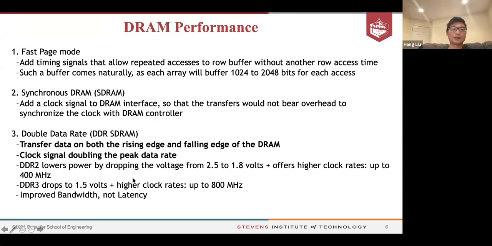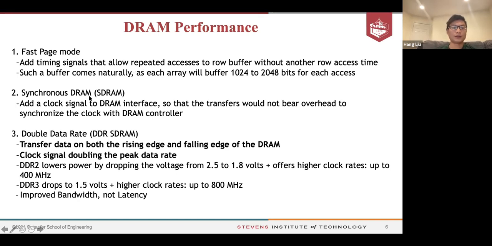So DRAM performance, we have three major, very well-known technology enhancements. First is fast page mode, which adds timing signals that allow repeated access to the row buffer without another row access time. It's very straightforward, as we showed on the prior slide. When you access the word line, it triggers the entire row to be read. So if you read data from the same row, whatever you retrieved before can still be buffered. That's using the row buffer.